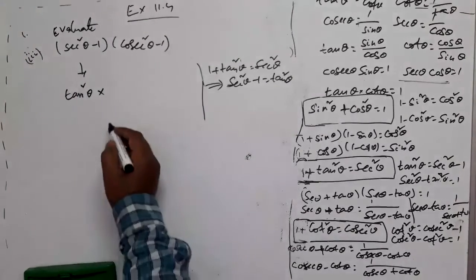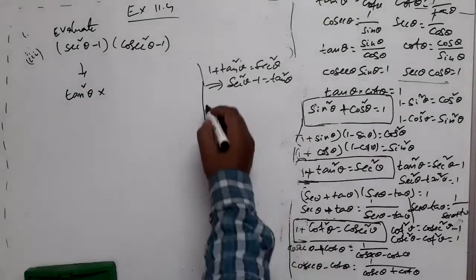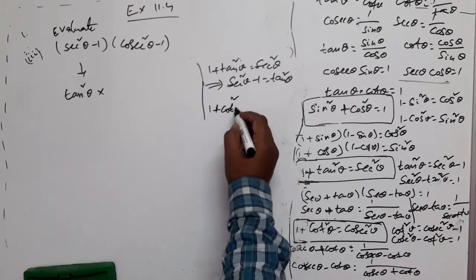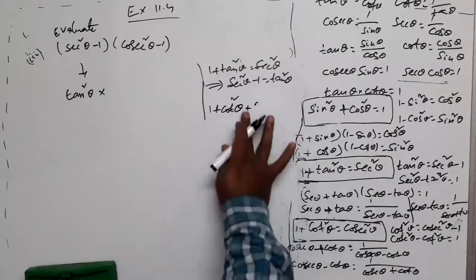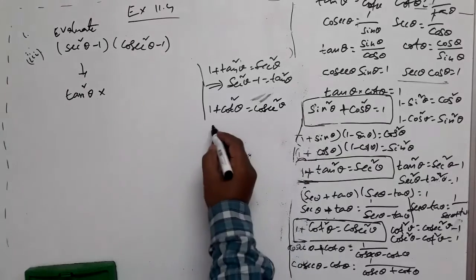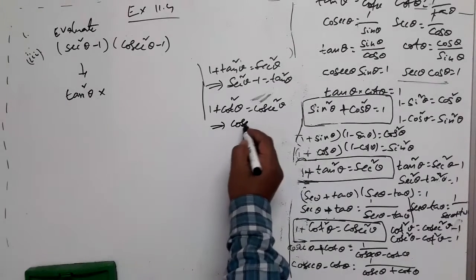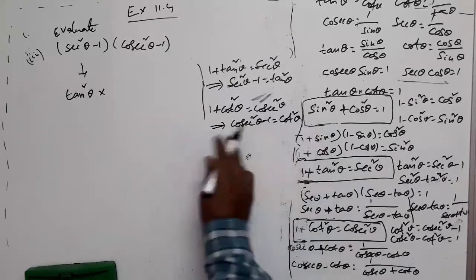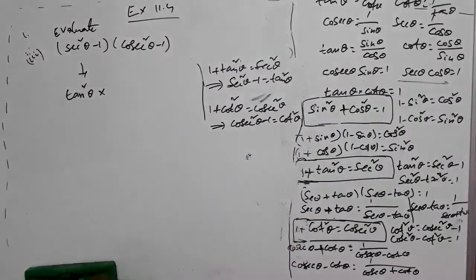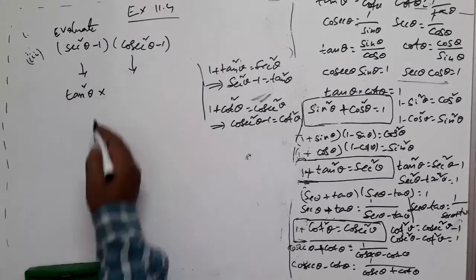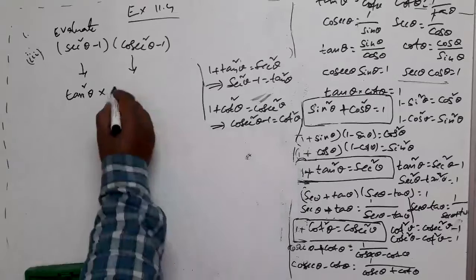multiplied by this cosecant square theta minus 1. So what do I have already? An identity involving cot and cosecant. That is 1 plus cot square theta is equal to cosecant square theta. This is the third identity. From this, cosecant square theta minus 1 can be written as cot square theta, right? Transposing 1 to the other side. So in the place of that expression, I will write cot square theta. That's all.